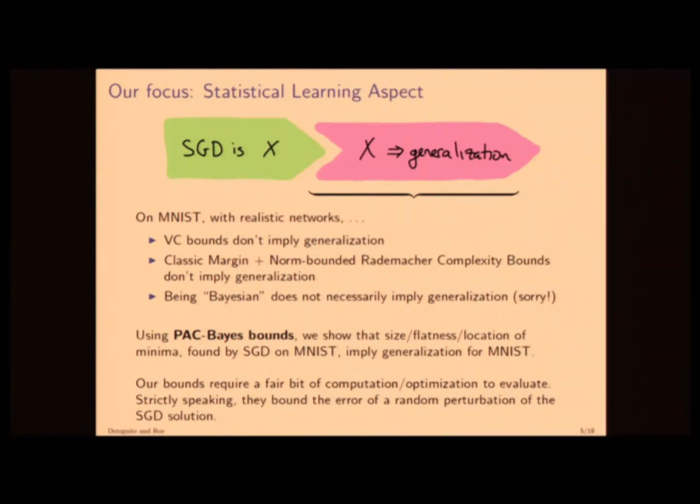And then I'll just re-emphasize that our bounds are going to require a fair bit of computation, because we're going to test the neural network and understand the sensitivity of its predictions to its weights. We're not going to use an infinitesimal analysis of that. We're not looking merely at the Hessian. We're going to do quite a bit of computation.